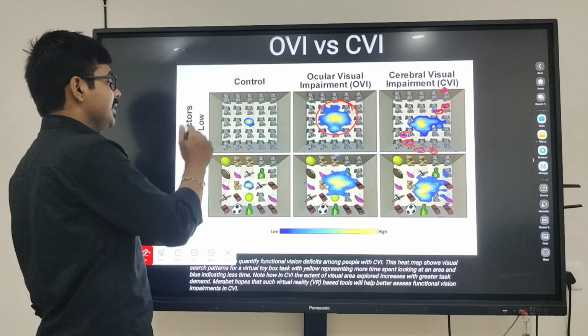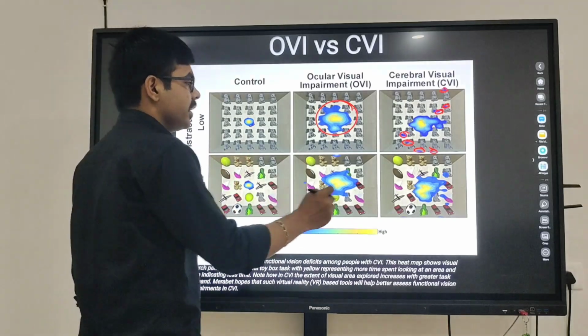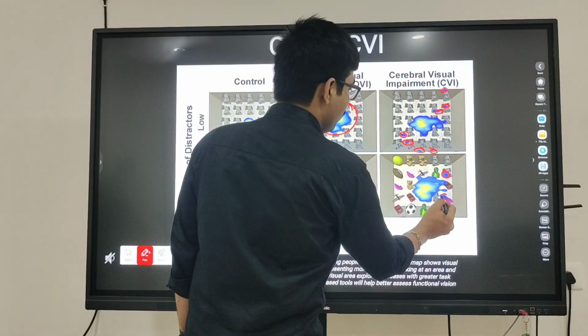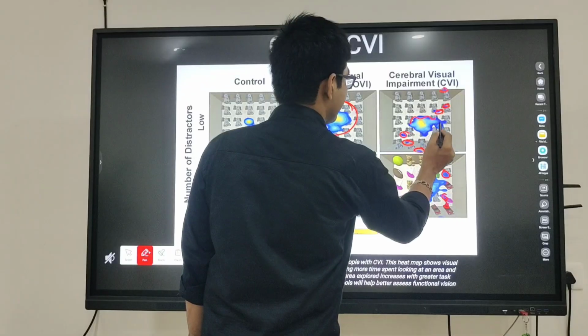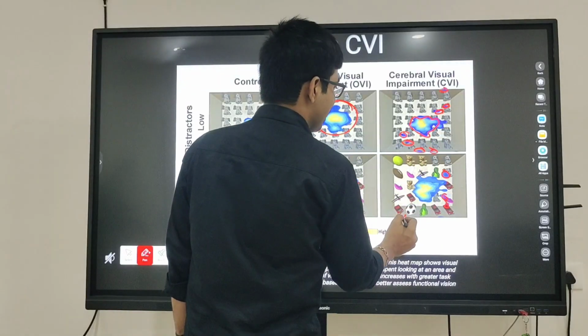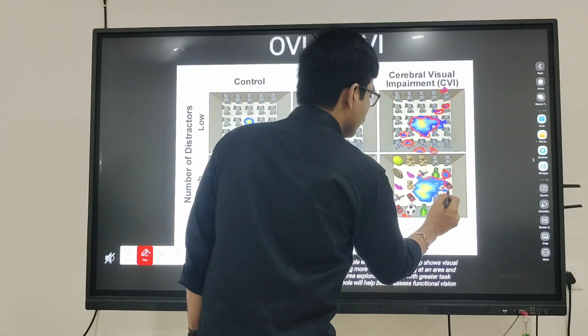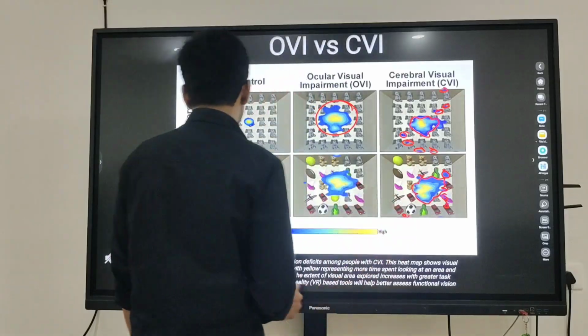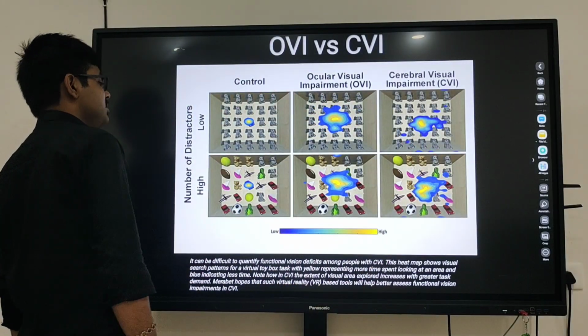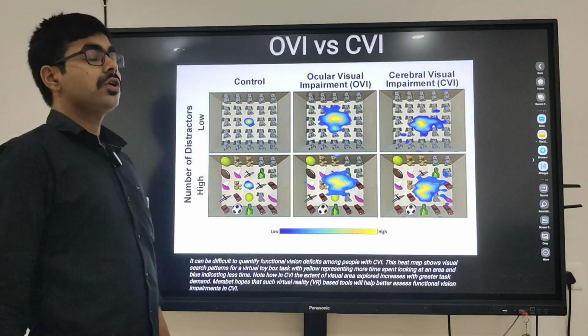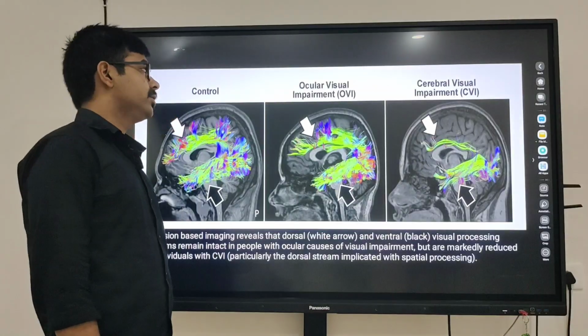Here, if the target is changed, you can see the scatter is almost more. Previously it was like this. In this area the child was focusing, now you can see the area is getting larger. Okay, so we always have to remember that if the target is too crowded, it is difficult for children with cerebral visual impairment to process that information.